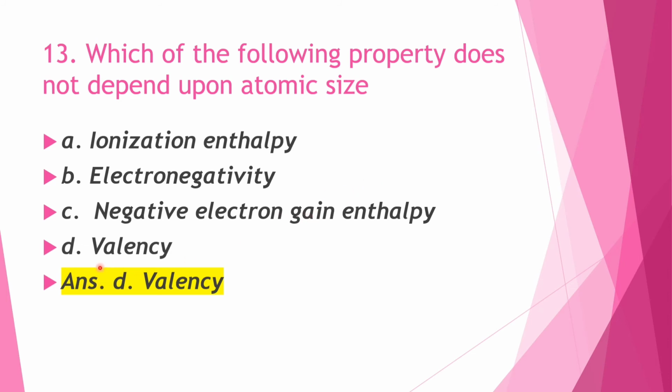If you observe option D, valency, it is a property of an element, the combining capacity of an element, and that is directly related to the electronic configuration of an element, and it does not depend upon atomic size. So the correct answer to the question is D, valency.